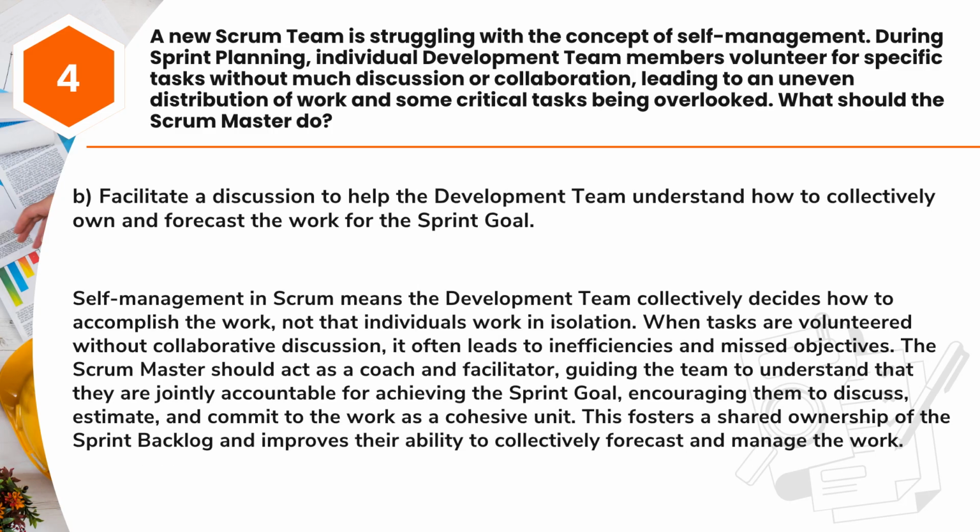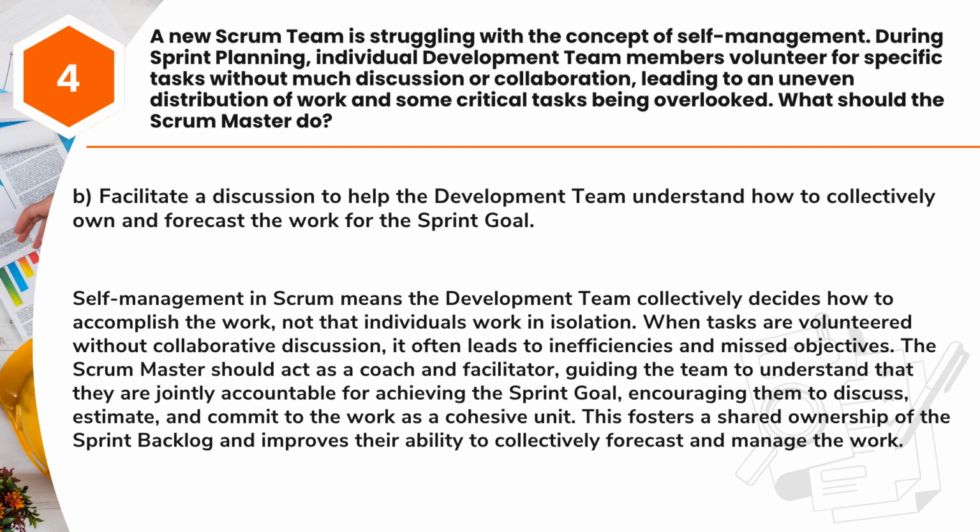Answer. B. Facilitate a discussion to help the development team understand how to collectively own and forecast the work for the sprint goal. Self-management in Scrum means the development team collectively decides how to accomplish the work, not that individuals work in isolation. When tasks are volunteered without collaborative discussion, it often leads to inefficiencies and missed objectives.